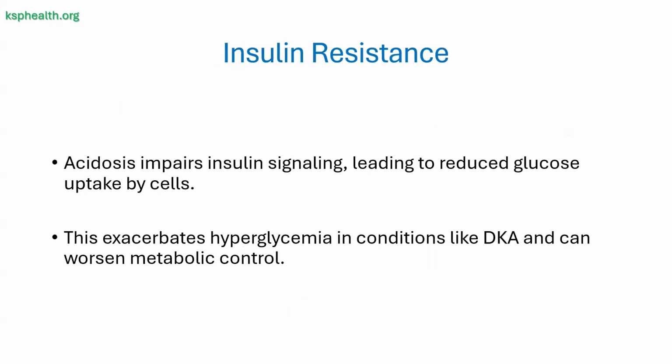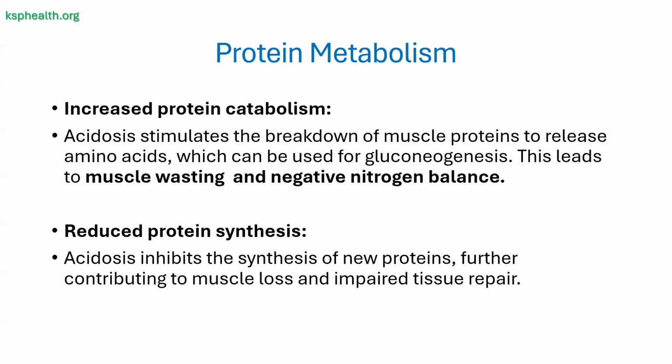Acidosis also increases insulin resistance, impairs insulin signaling, and reduces the glucose uptake by cells. It exacerbates hyperglycemia, especially in patients with DKA, and can worsen metabolic control. Correcting acidosis is paramount in switching DKA into just diabetes.